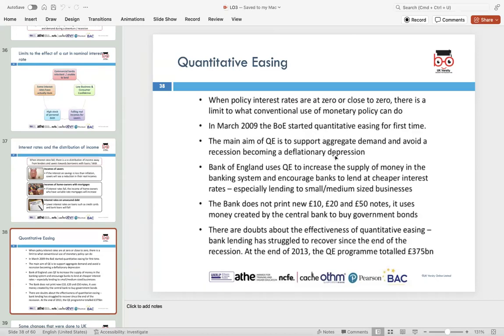There are concerns over the efficiency of quantitative easing strategies. There was a total of 375 billion pounds in the QE program at the end of 2013.